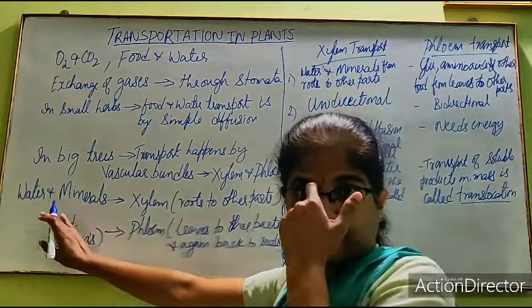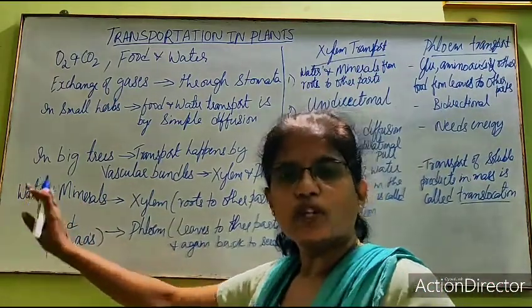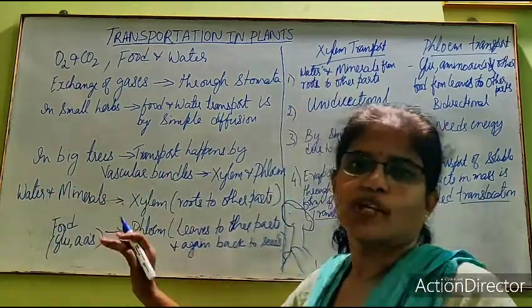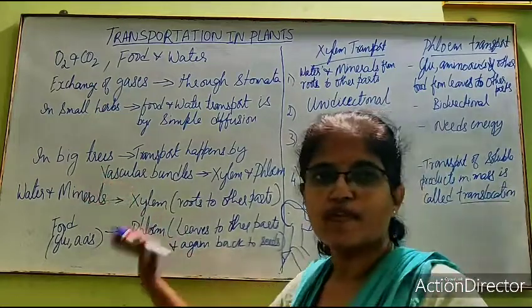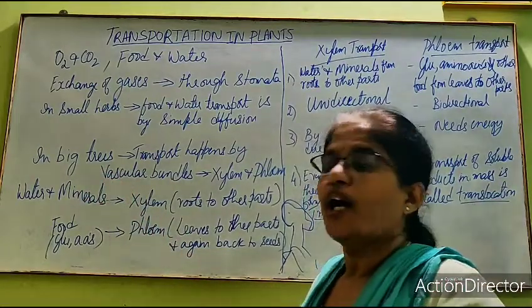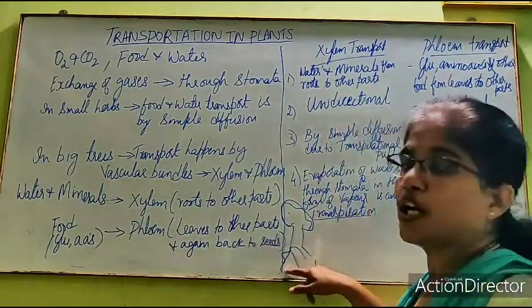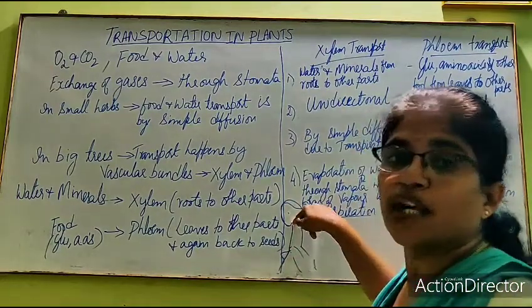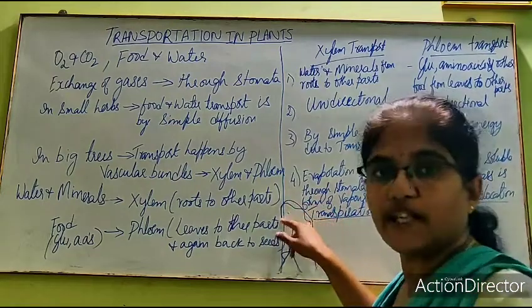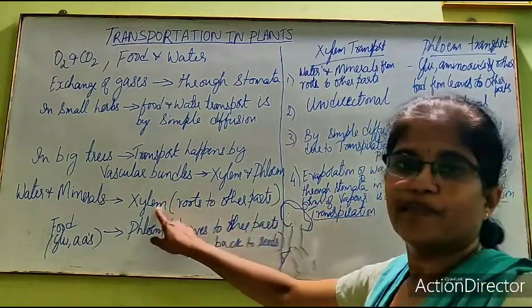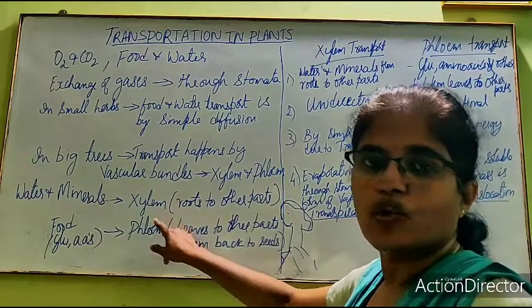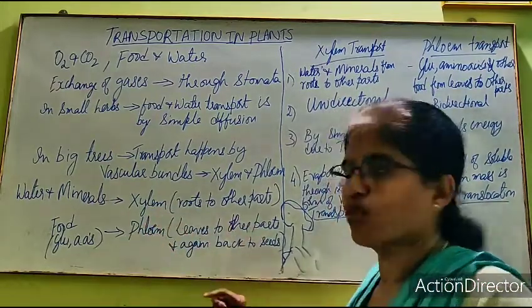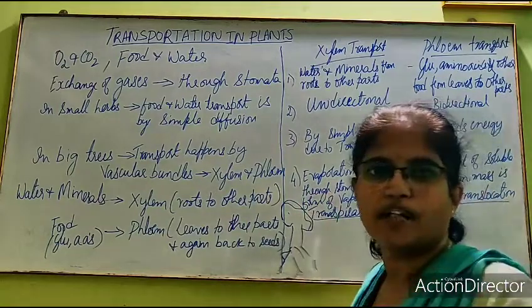Water along with minerals: the roots of the trees absorb water and minerals from the soil, and it moves up and reaches other parts of the plant like leaves through xylem. Xylem is a water conducting tissue through which water and minerals from roots move to other parts of the plant.